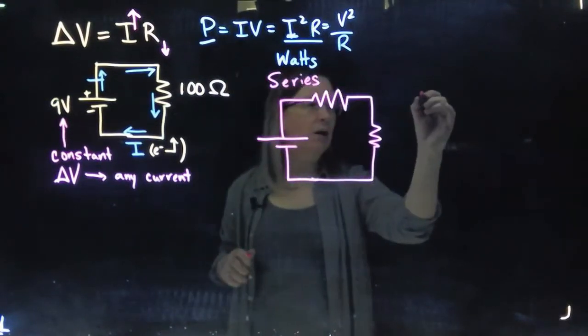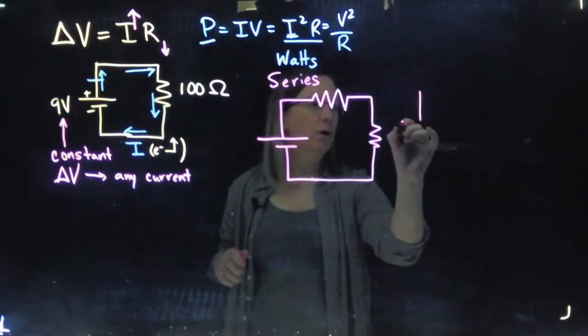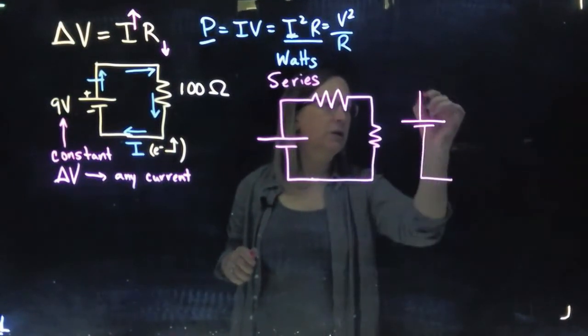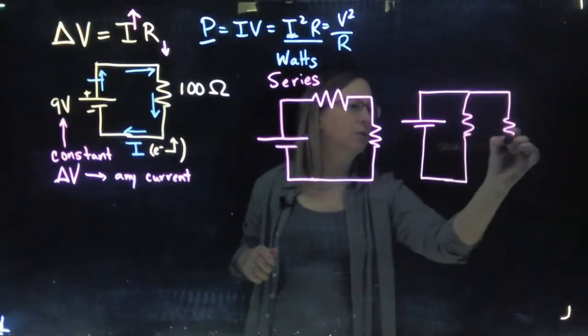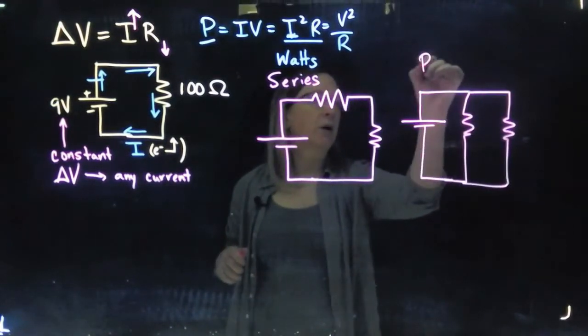And parallel are what we've seen before. Let's try to squish this in here so it fits. There's a resistor and there's a resistor, okay? So this is parallel.